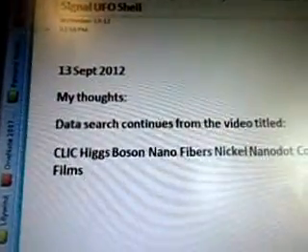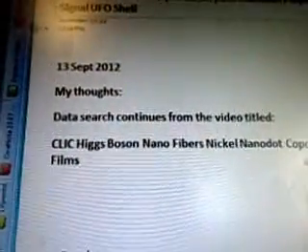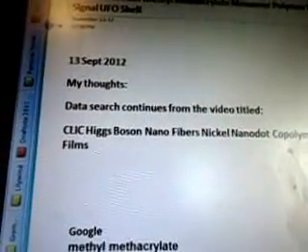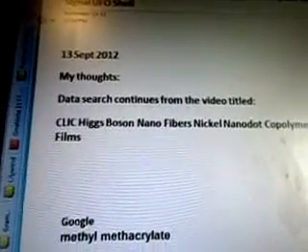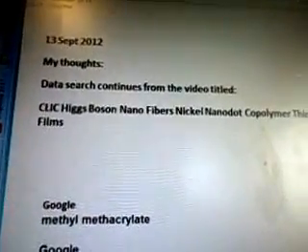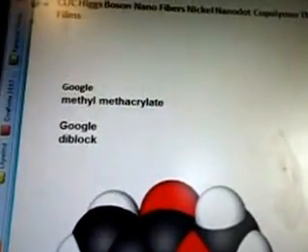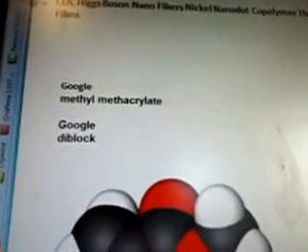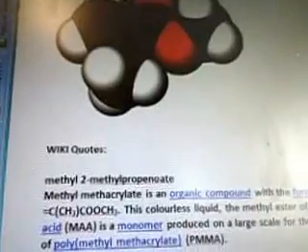My thoughts. Data search continues from the video titled CLIC Higgs Boson Nanofibers Nickel Nanodot Copolymer Thin Film. So I guess this is part 2. Google methyl methacrylate and Google diblock. So wiki quotes. There's a picture of it.